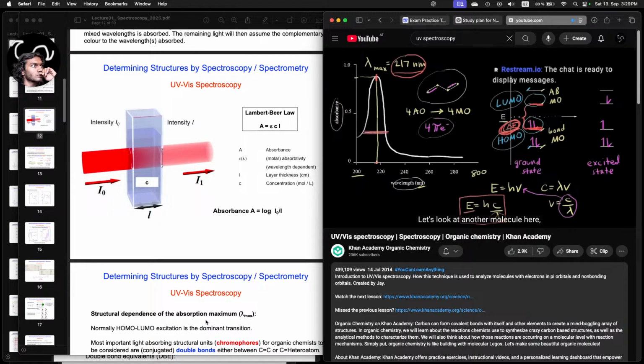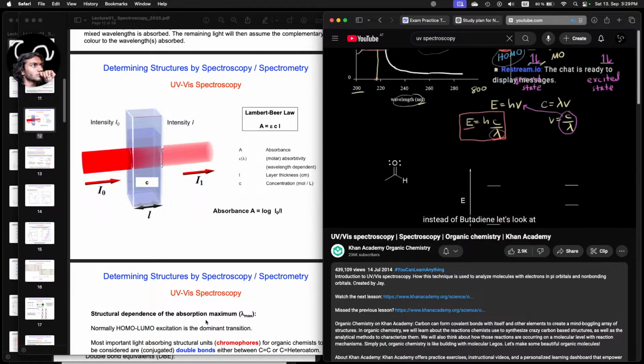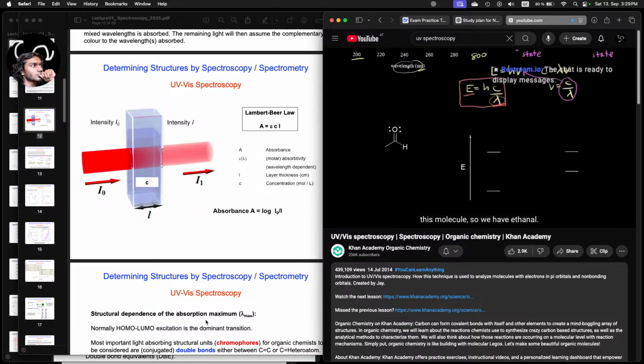All right, let's look at another molecule here. Instead of butadiene, let's look at this molecule. So we have ethanol. Here's our dot structure. If we look at this molecule, we know we have 2 pi electrons here for ethanol. We know that those electrons are going to go into the bonding molecular orbital. So let me draw a line right here on this diagram.